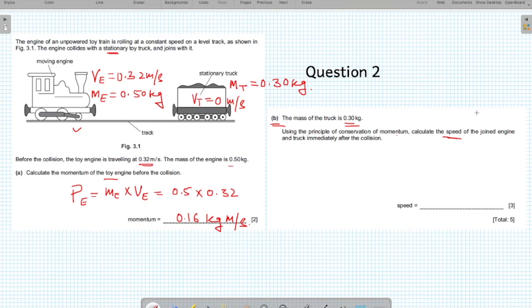So after the collision, what is happening? They are joining. You have to calculate the combined speed of the joined engine and the truck after the collision. Please make note, it is a 3-mark question, so that means you have to show your working steps.